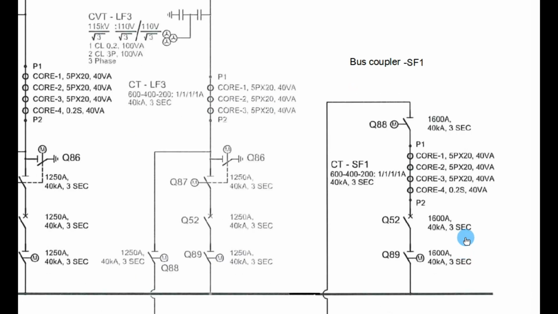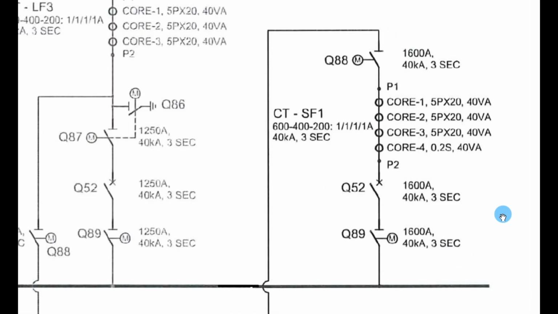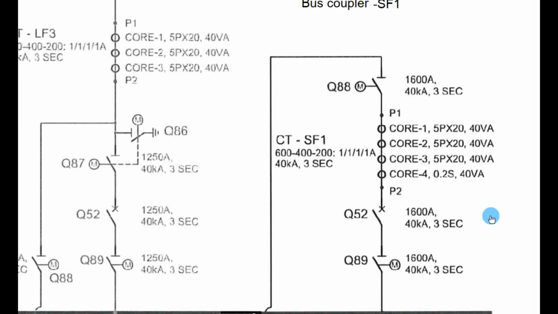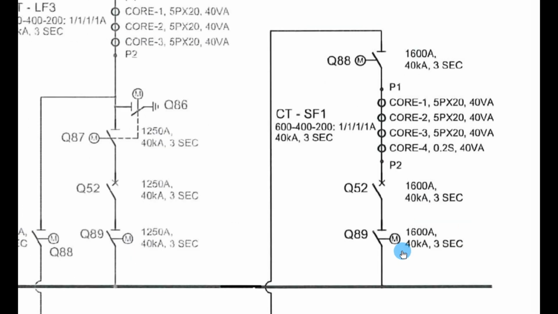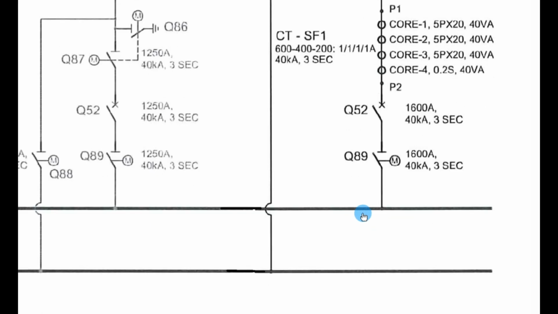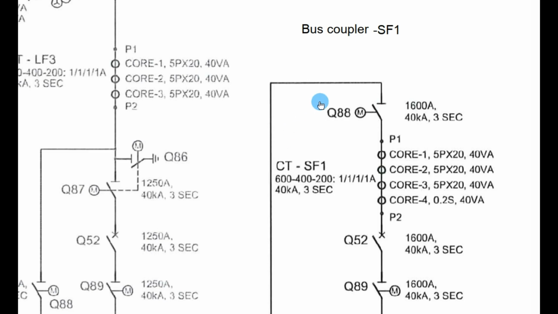Finally we are going to see the bus coupler. In the bus coupler also, the isolator which is connected with the main bus is marked Q89, and the isolator which is connected with the transfer bus is marked Q88. Here also the CT has 4 cores: core 1, core 2, core 3, core 4, and we have 1 breaker.